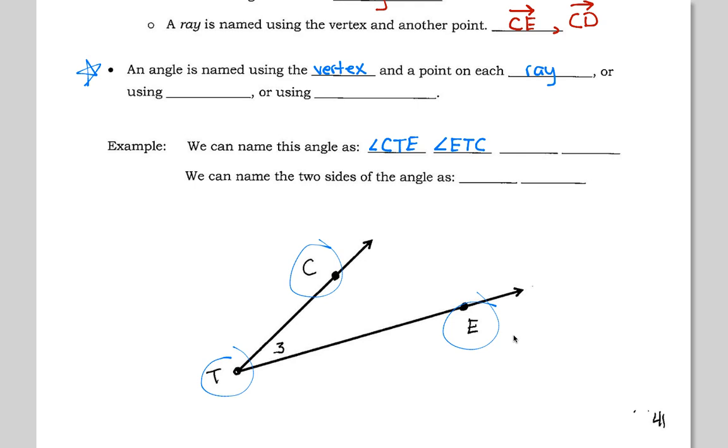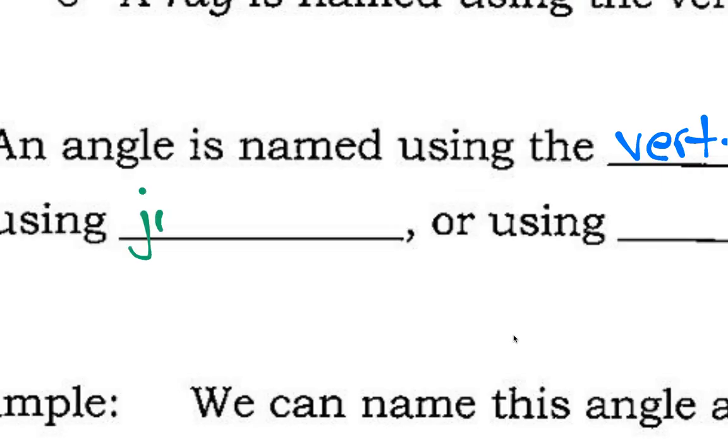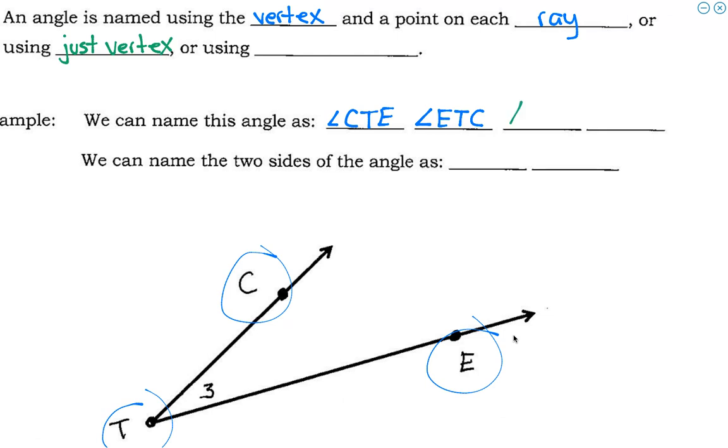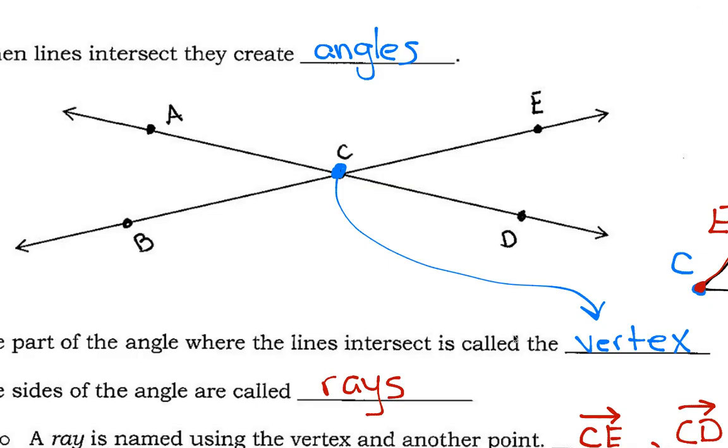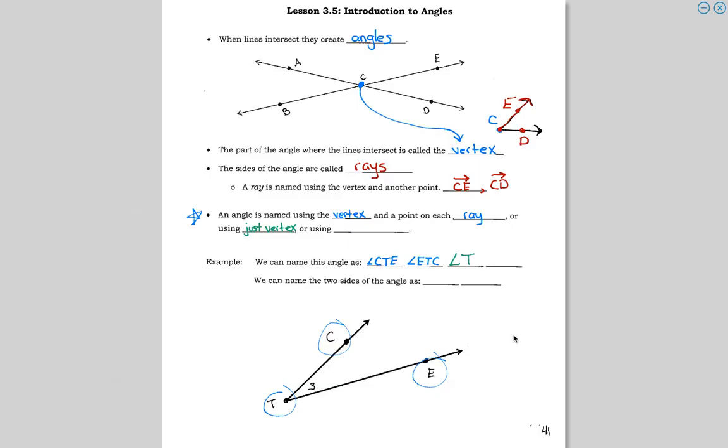Another strategy for that would be using just the vertex. So in this situation, I could just call it angle T. Now that seems much easier, but if we would look up above, if I said angle C up here, you're not really sure which angle I'm talking about. But if I said angle ECD, then you would know which one I'm talking about. So there are benefits of the different strategies.